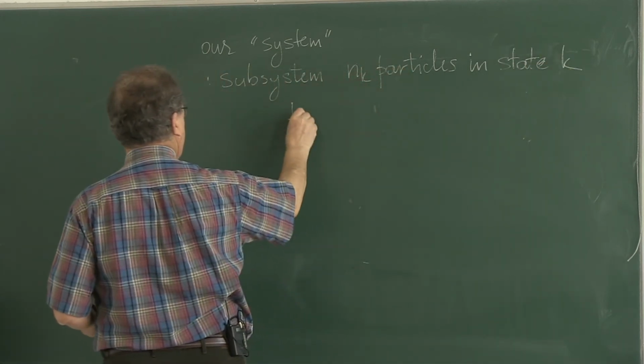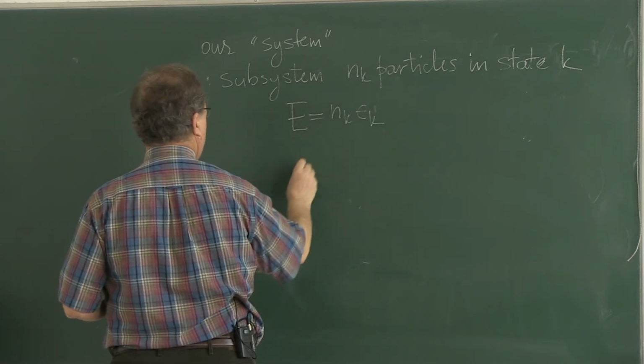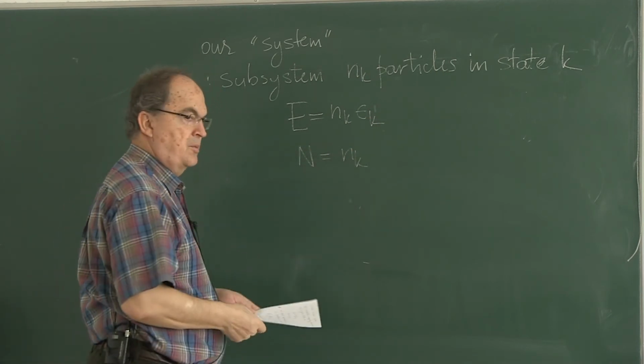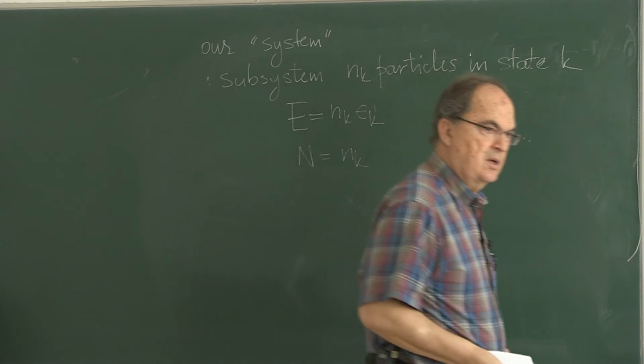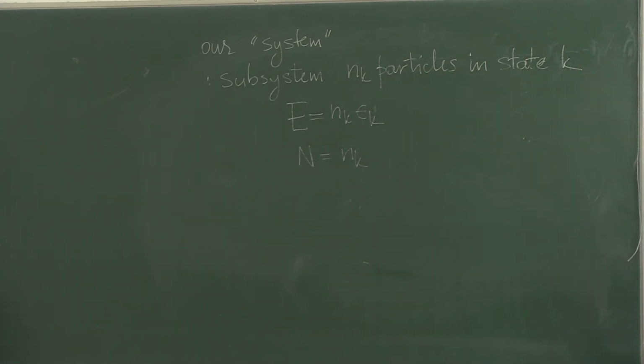So the total energy of my system is n_k ε_k, and the total number of particles is the total number of particles in that specific state. Okay? Is this clear? That's our system, which is the subsystem of the total.